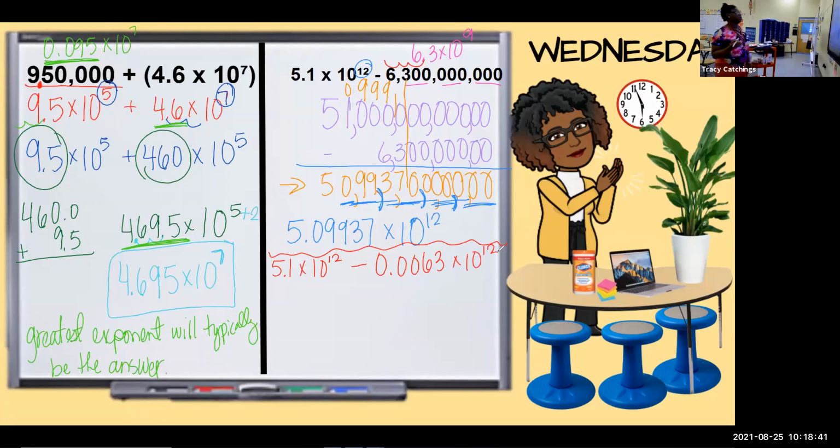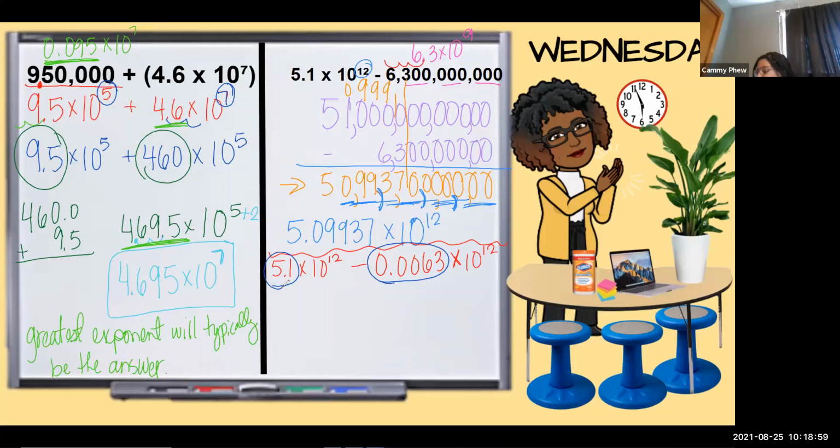So that'll be 5.1 times 10 to the 12. And then we'll take away 0.0063 times 10 to the 12. So after we get it with the same power of 10, we would compute with those decimals. So somebody take 5.1 and take away 0.063.